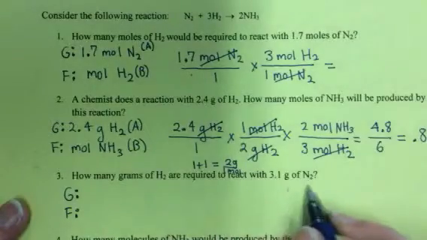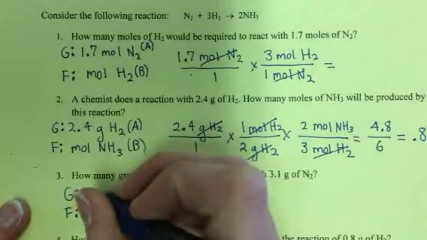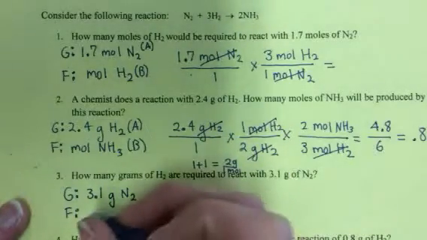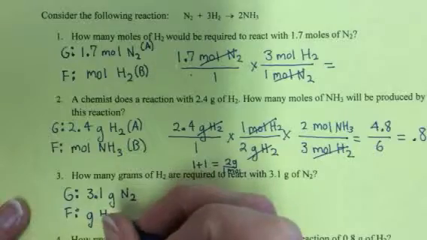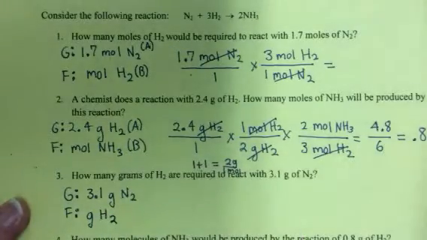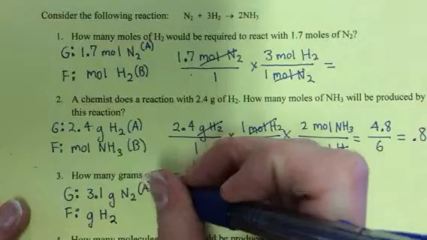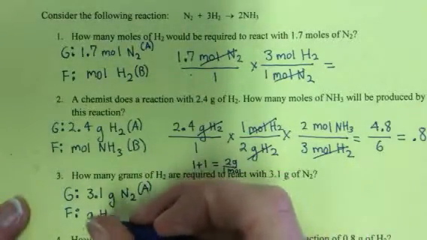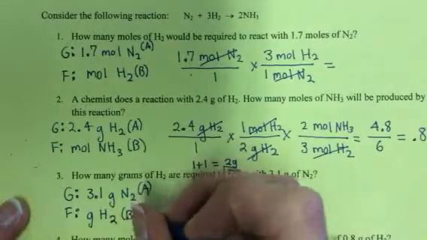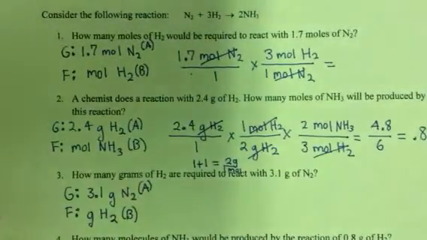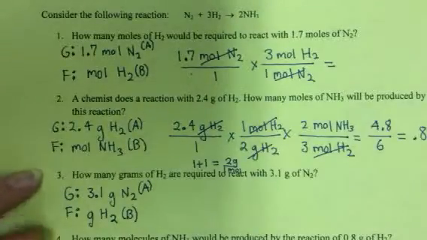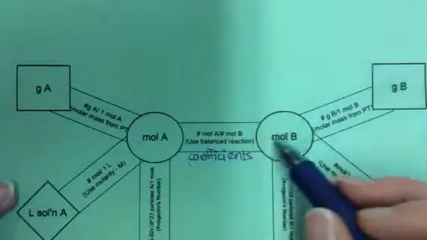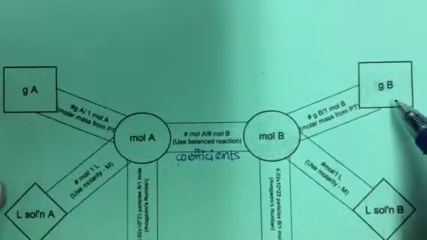So they gave me 3.1 grams of N2. It's the only number in there, so that must be my given. And I'm trying to find grams of H2. So if N2 is molecule A, because what I'm given is always molecule A, and my H2 is molecule B, I can look on this map and figure out where I need to go. So here's grams of A, that's where I'm starting. I need to get all the way over here to grams of B.